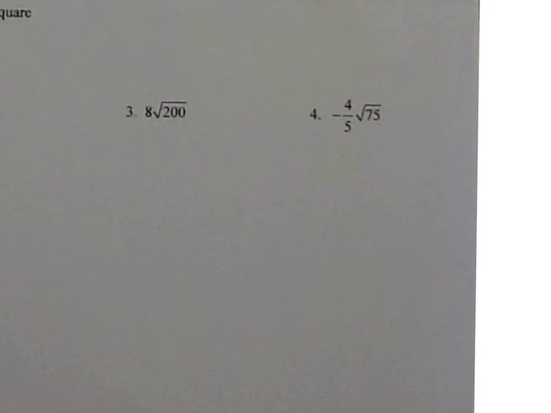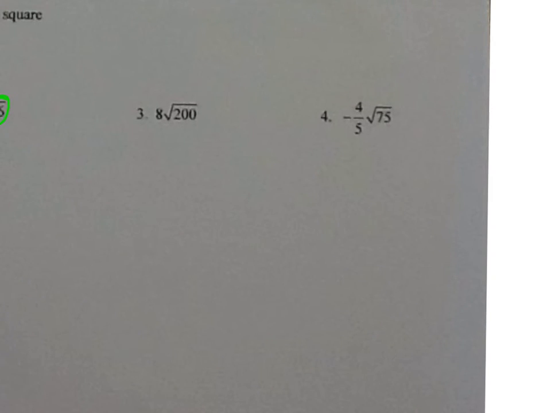All right, let's take a look at number 3. Notice I have a coefficient of an 8. So I'm going to bring the 8 down here because that's 8 times. Let's find a perfect square that divides into 200. Now there's a couple. 4 goes into 200. 4 is a perfect square, right? 4 times 8. But there's actually one larger.